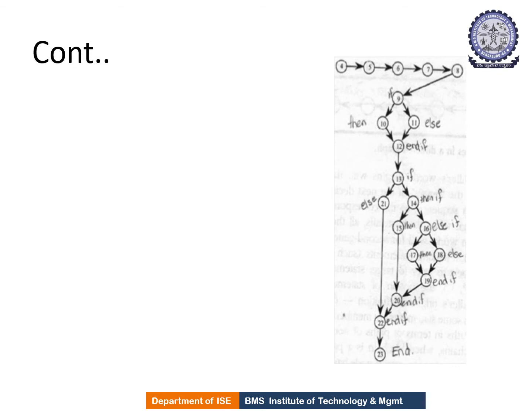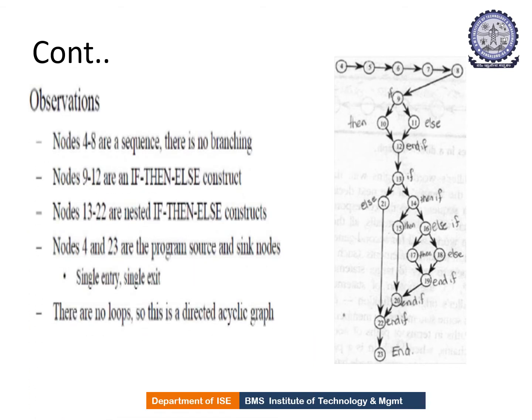Then for the same program flow graph there are certain observations we have made. Node numbers 4 to 8 are a sequence. There is no branching at all. Node numbers 9 and 12 are an if then else construct. Node numbers 13 and 22 are a nested if then else construct. Node numbers 4 and 23 are the program source and sink nodes, single entry and single exit. There are no loops, so this is a directed acyclic graph.